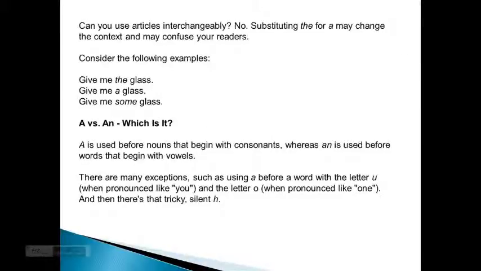Can you use articles interchangeably? No. Substituting the for a may change the context and may confuse your readers. Consider the following examples. Give me the glass, give me a glass, give me some glass. And then there's a versus an.